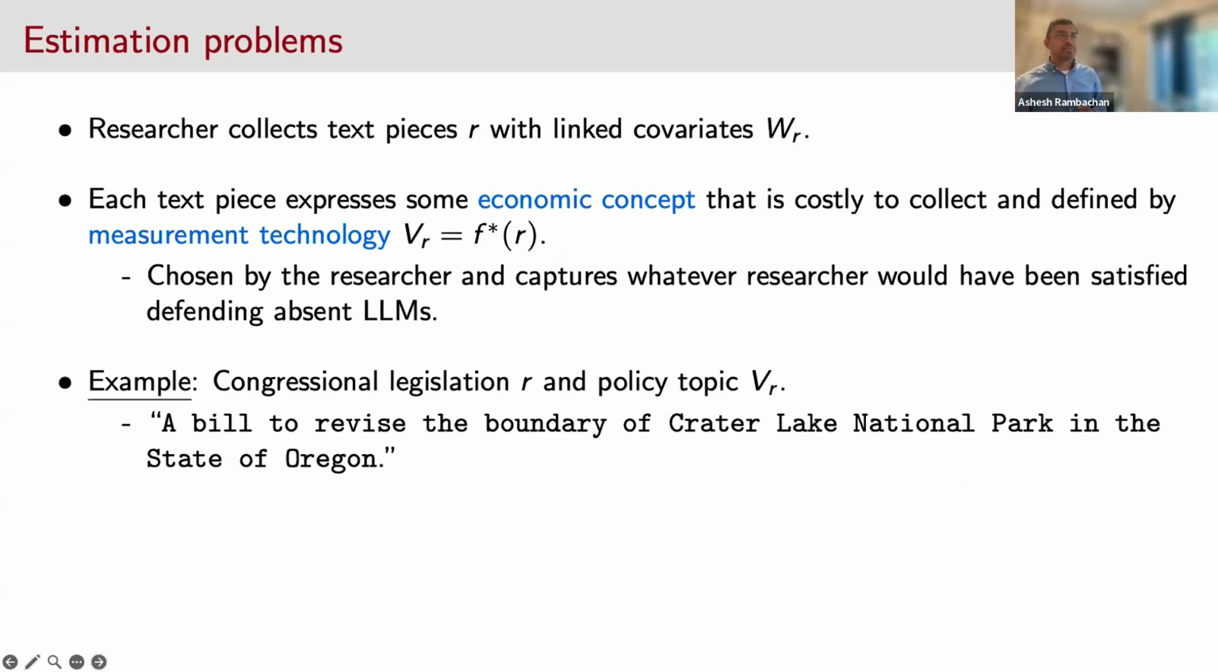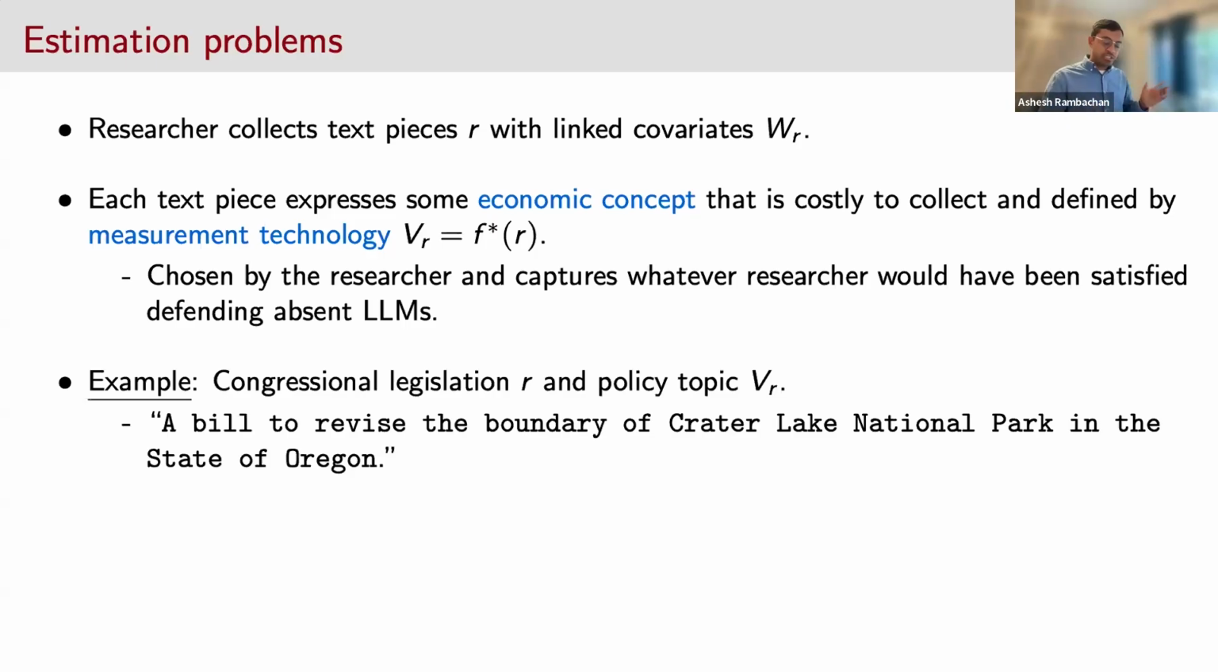Next, what do I mean by an estimation problem? In an estimation problem, we're going to start in a very similar way. The researcher collects, again, some text pieces R and links those text pieces to some observed covariates W_R. Importantly, we believe that these text pieces express some economic concept, V_R, that would be costly to collect and is defined by some existing measurement technology.